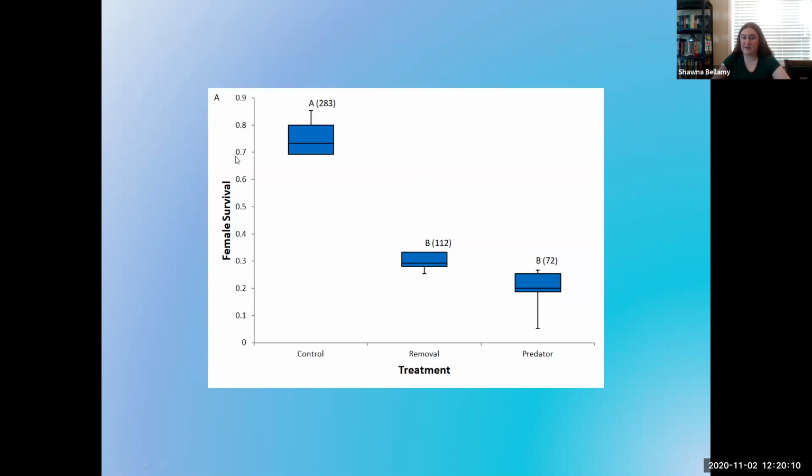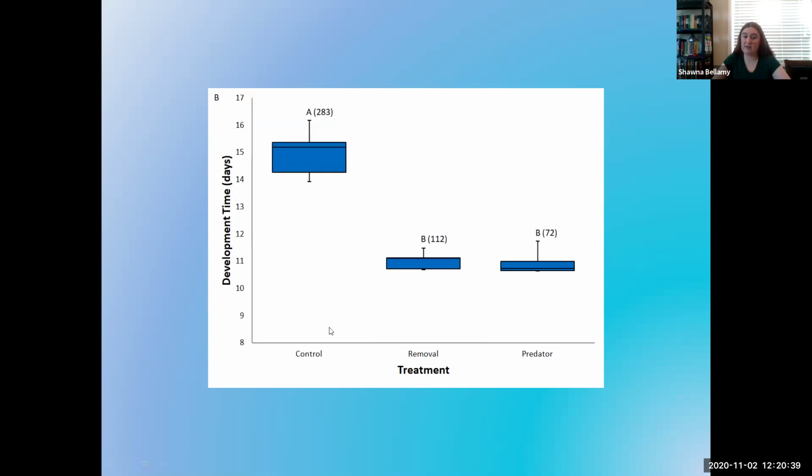This figure right here indicates female survival. The differences in letters show significant differences between the treatments, and the numbers in parentheses next to the letters are the total number of samples for that treatment. And as you can see, female survival was significantly higher in control compared to removal and predator, and there was no significant difference between predator and removal treatments.